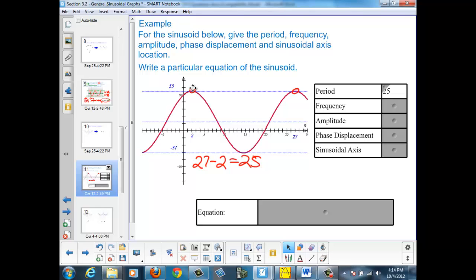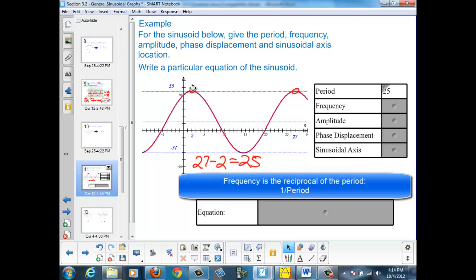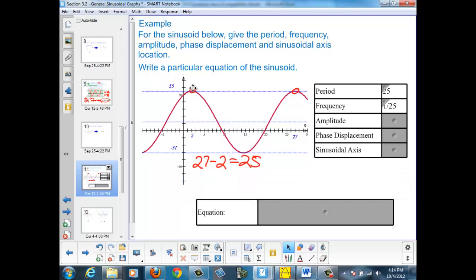The frequency, as we remember, is simply the reciprocal of the period. So the frequency is 1 over 25. The amplitude is the distance from our midpoint to either the upper bound or the lower bound. We can see that our upper bound is 55 and our lower bound is negative 31. They don't tell us in the image exactly where the midline is, but we could figure it out.